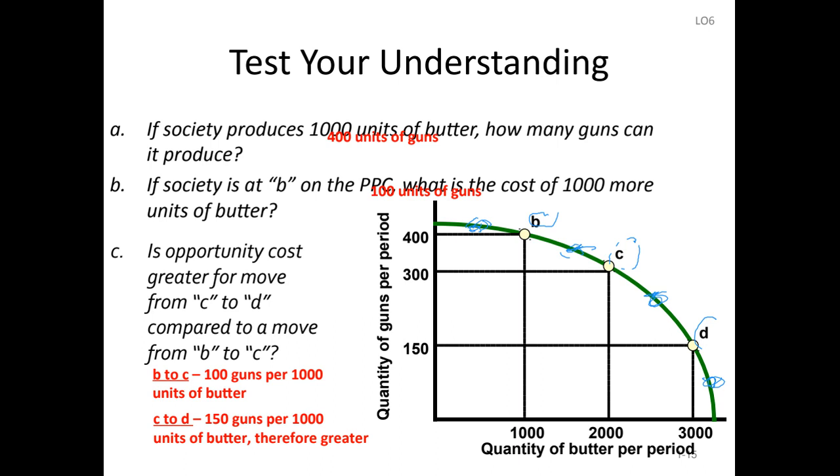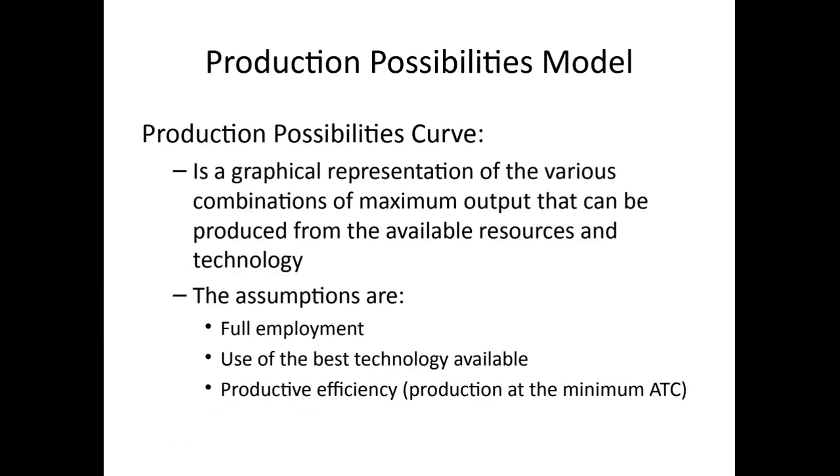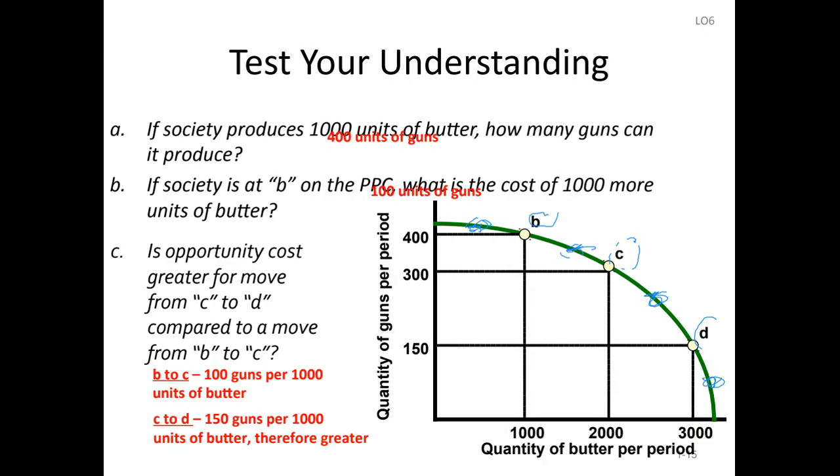Now, let's see these three questions first. Basically, by solving these questions, I'm trying to explain three important concepts. Number one, if society produces 1,000 units of butter, let's see this.